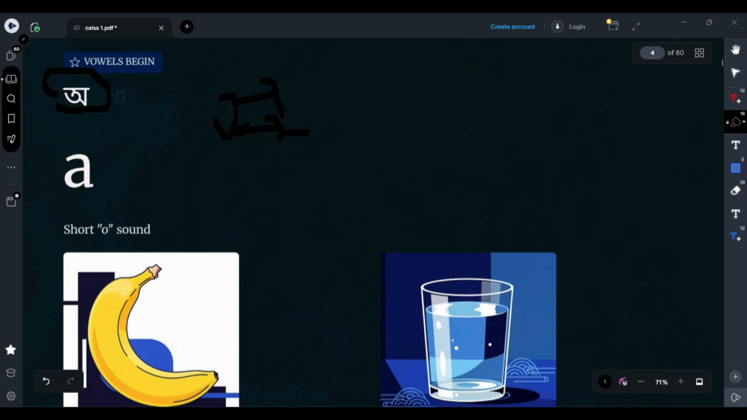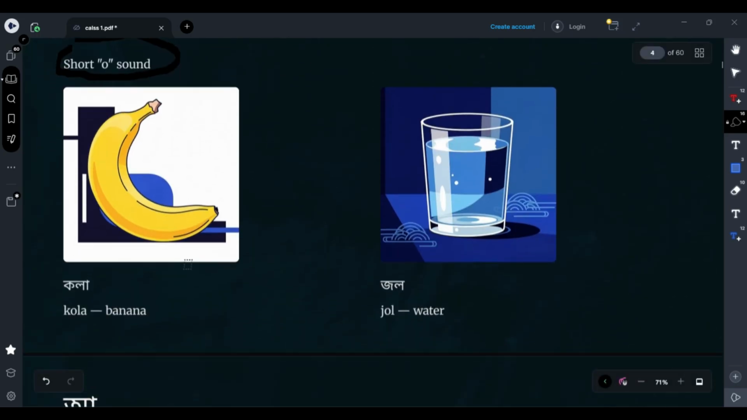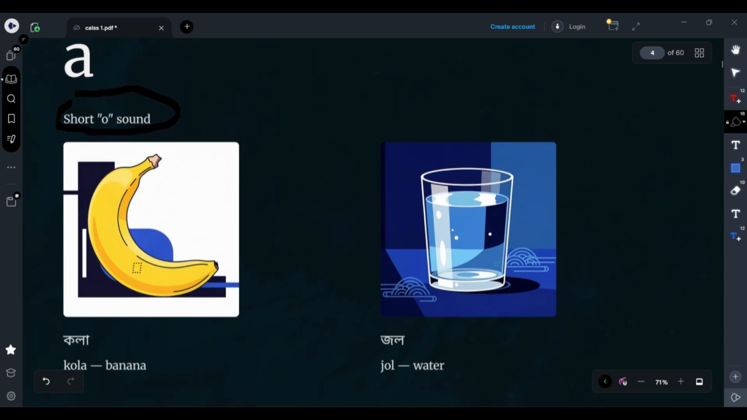We call it like this sound. In English we can call it short o. I give you the example. Kola. Like this. Ko, like you look here. Ko here, look at the o sound. Kola, it means banana.